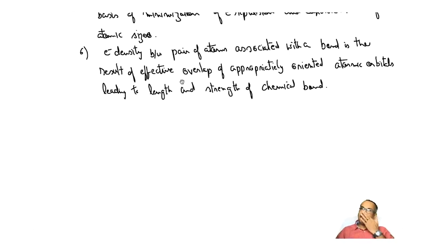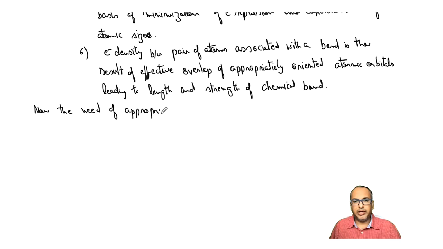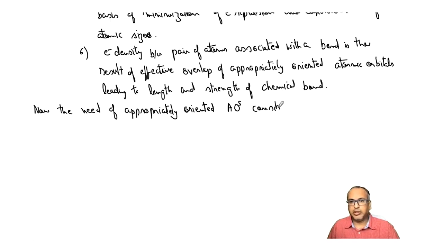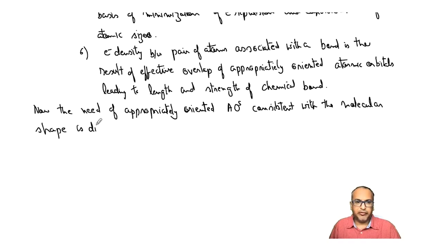So why is this required? Consider that you have atomic orbitals which you want to overlap or interact with other atomic orbitals, resulting in a given shape of the molecule, right? These atomic orbitals are, as I said, not always oriented along the shape of the molecule. So we can say the need of appropriately oriented atomic orbitals consistent with the molecular shape is difficult.